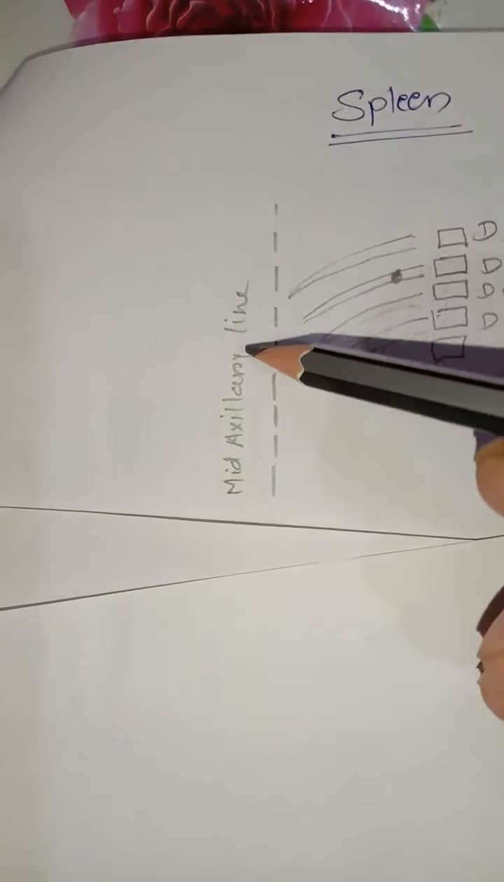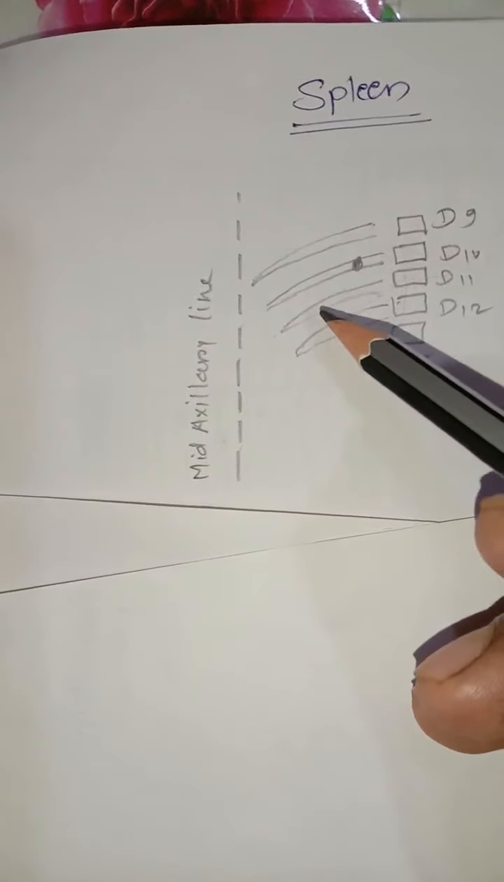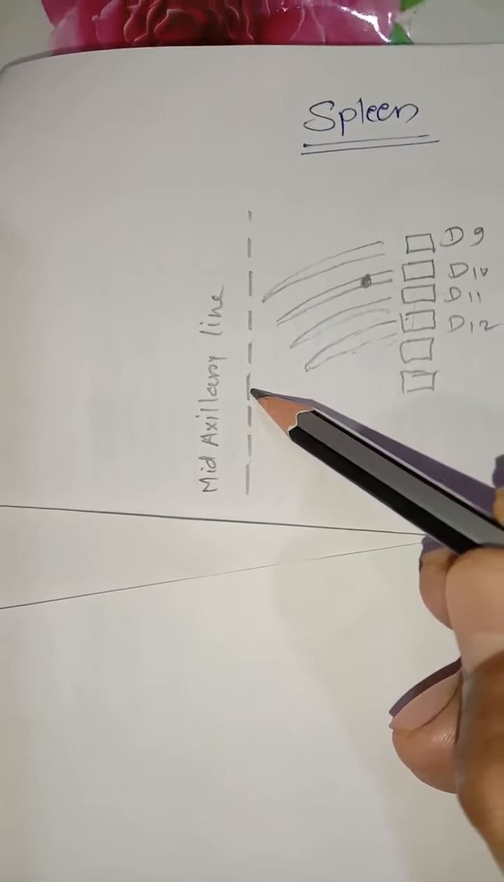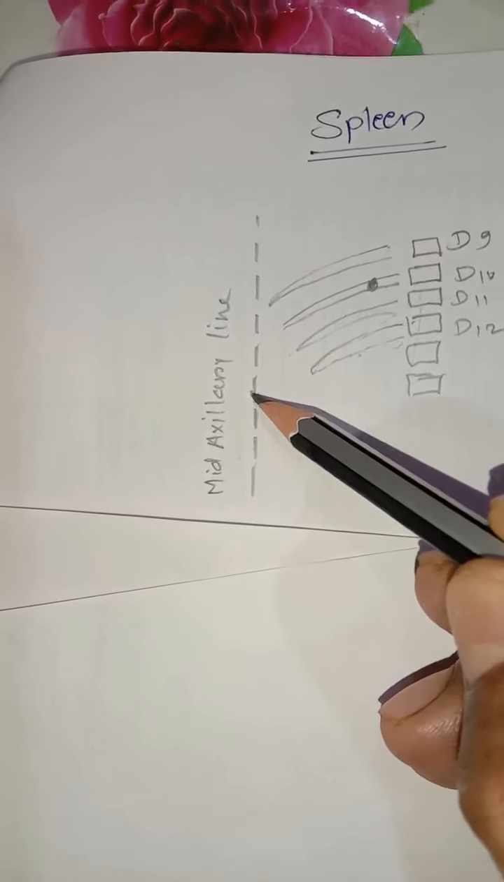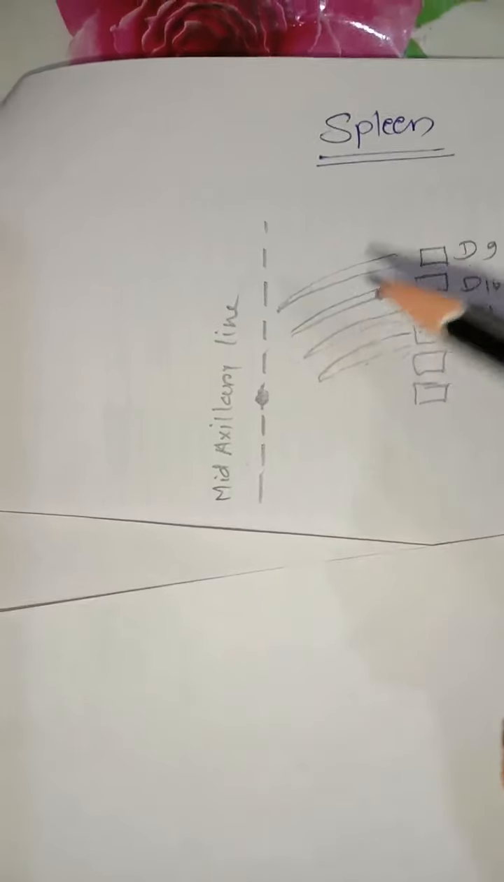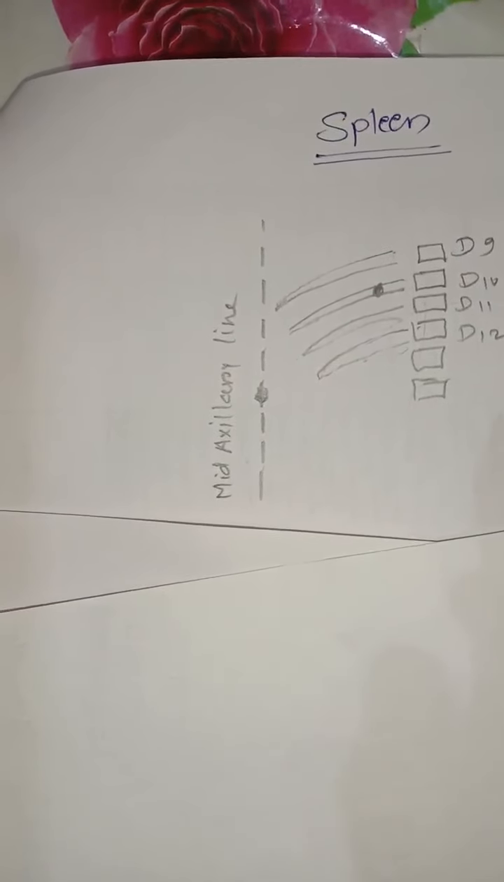So here you can see that is the mid axillary line and the 11th rib. Here you can see the 11th rib comes here and attaches to the mid axillary line. So here you can take that as the second point. Then to draw the spleen, draw two convex lines.